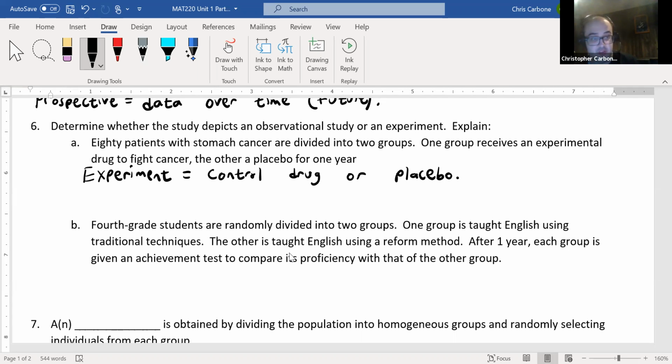For part B, 4th grade students are randomly divided into 2 groups. One group is taught English using traditional techniques. The other is taught English using a reform method. After 1 year, each group is given an achievement test to compare its proficiency with that of the other group. This is another example of an experiment, and that is because they are controlling the teaching method, meaning the traditional teaching method or the reform method.